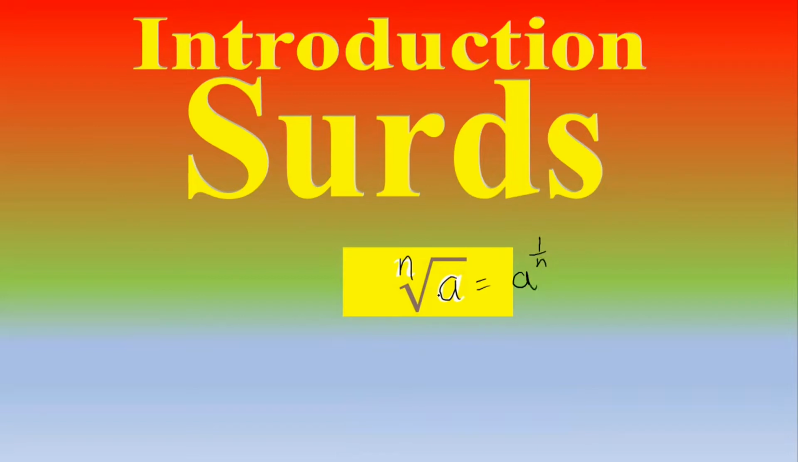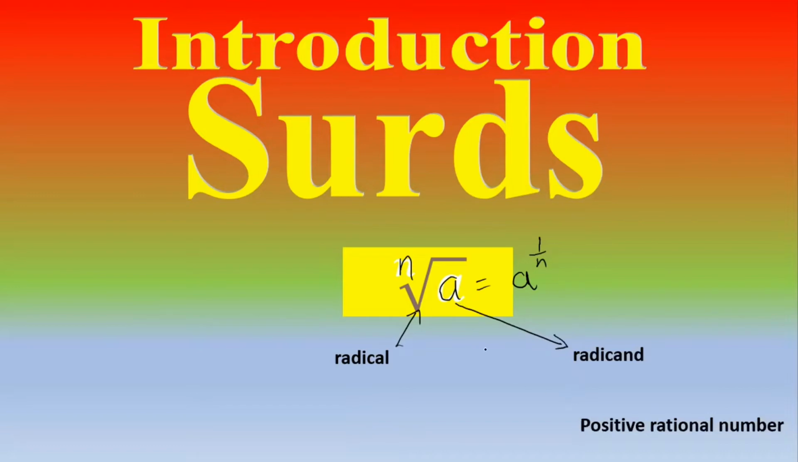Now in this, what are different parts? Let us understand. This square root sign is called a radical. Then inside the square root, this is called a radicand. And remember the radicand or a base should always be a positive rational number. This n is called an order.